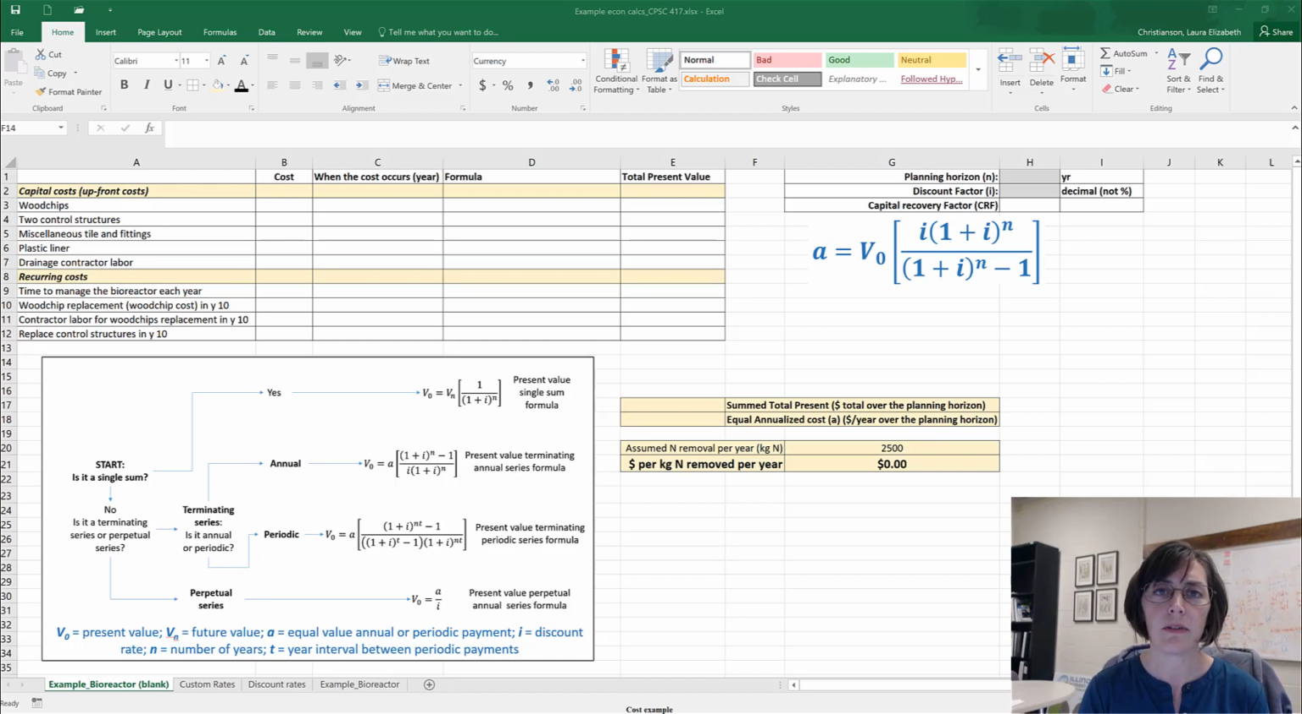Greetings. We'll work an example to show how this discounting formula process works for the example of wood chip bioreactors. To do this process, the basic steps are you itemize all of the costs that occur over the life of the practice or over the planning horizon that you're thinking.